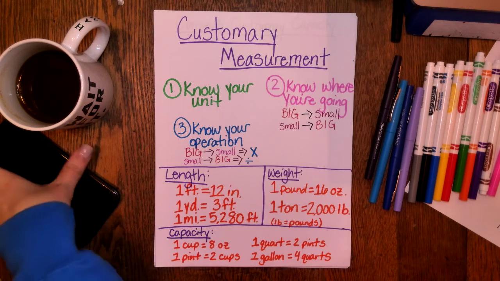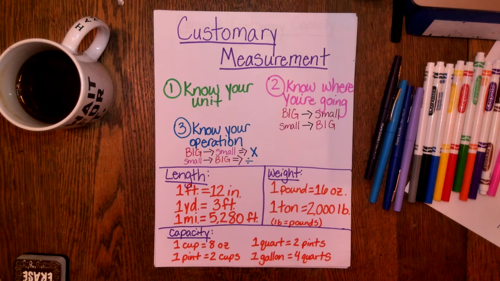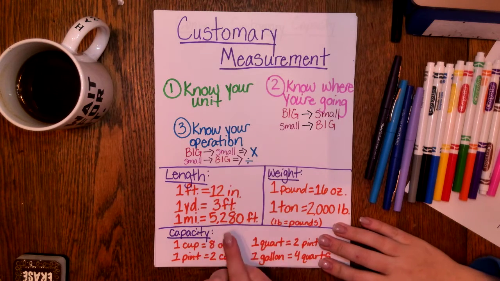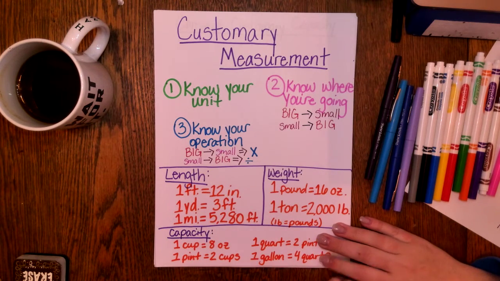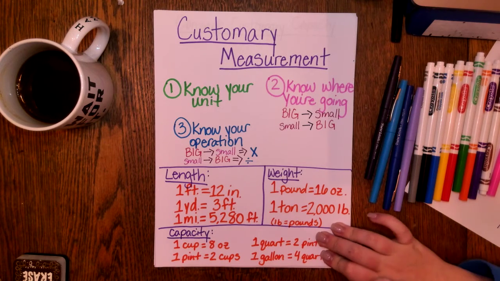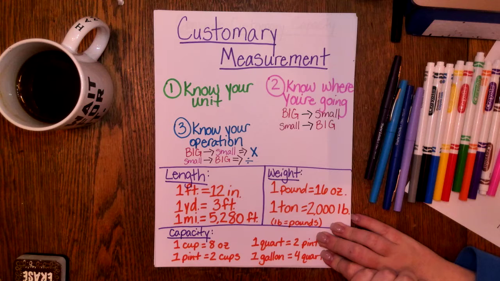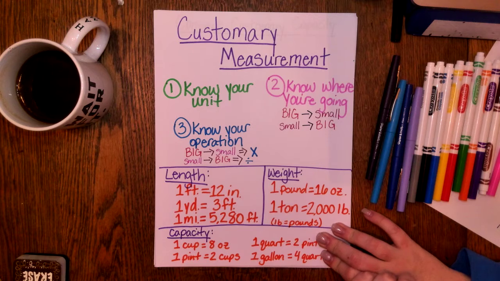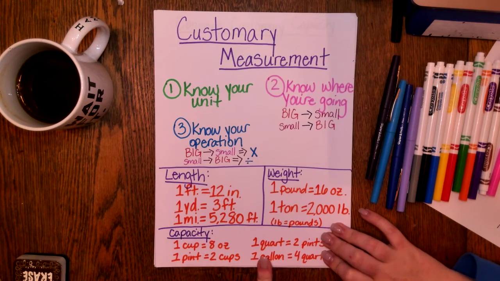All right, my friends, today we are going to look at converting customary measurement for capacity. Now, we've already talked about gallonland, and that's an easy way for you to remember, but we know that as good mathematicians, we can't just use tricks. We have to understand what we're doing. So, yes, you can use gallonland, but we also need to make sure that we can perform these operations.